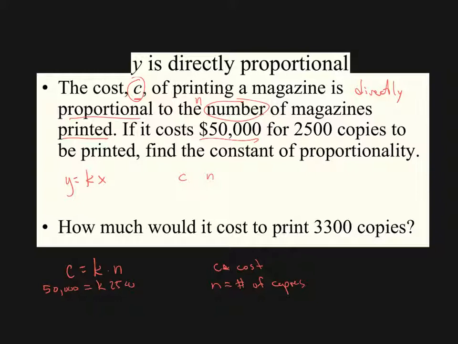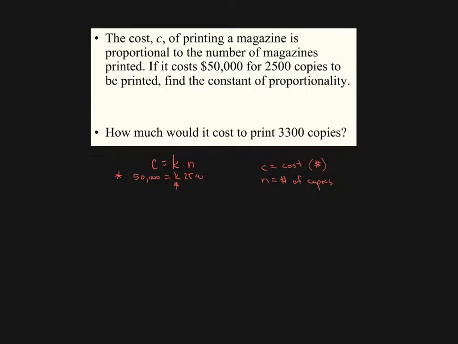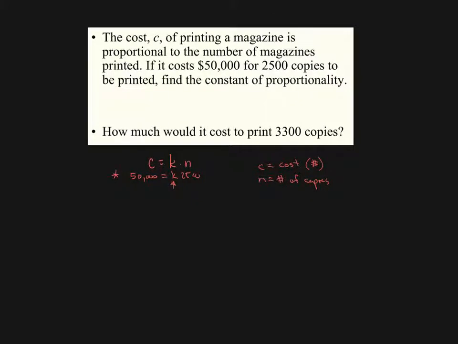Now, if you want to know how much it would cost to print 3,300 copies, what we really need to know is what's k. But we have a solvable equation for k right here, so let's go ahead and solve it. I'm going to just tidy up the page here for a second, erase some things and move some things, and keep in mind that the cost is in dollars. So we have 50,000 originally is equal to k times 2,500. So to solve for k, we're simply going to divide by 2,500 on both sides, and we're going to get k equal to 20.